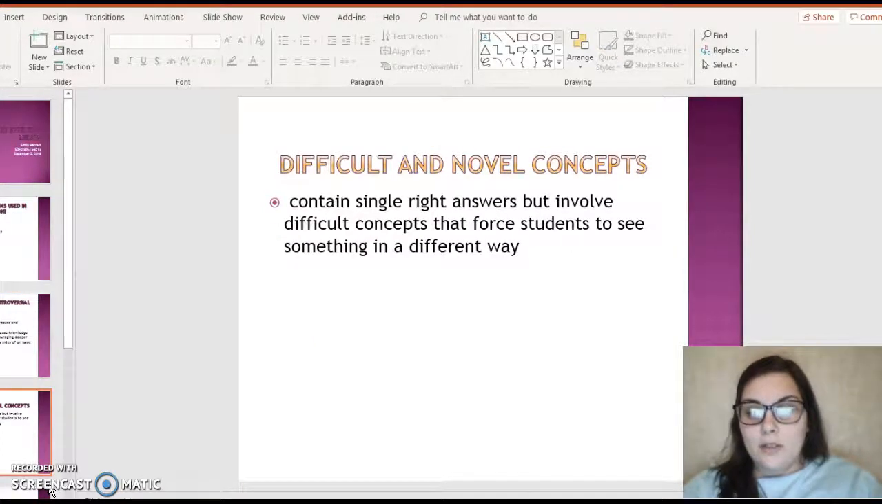The next is difficult and novel concepts. This contains single right answers but involves difficult concepts that force students to see something in a different way. So that's saying that this could be difficult. It could be a science project or something and they have to research, which could be difficult, and then they find the information that relates back to the concept and they tend to understand it then. But just like it's saying, they're understanding it in a different way.